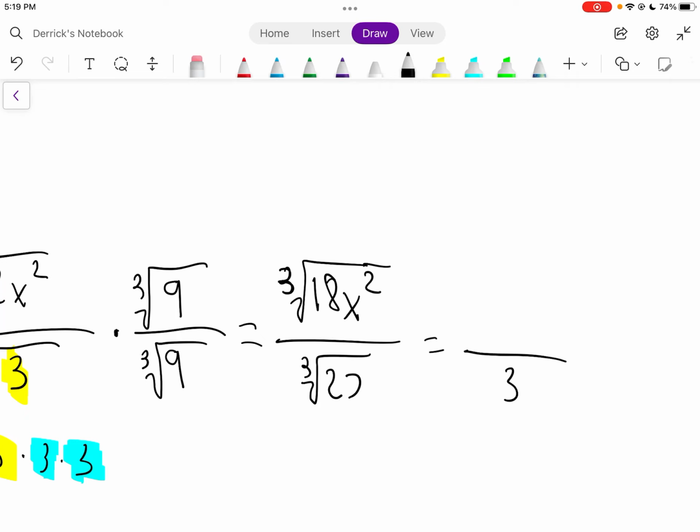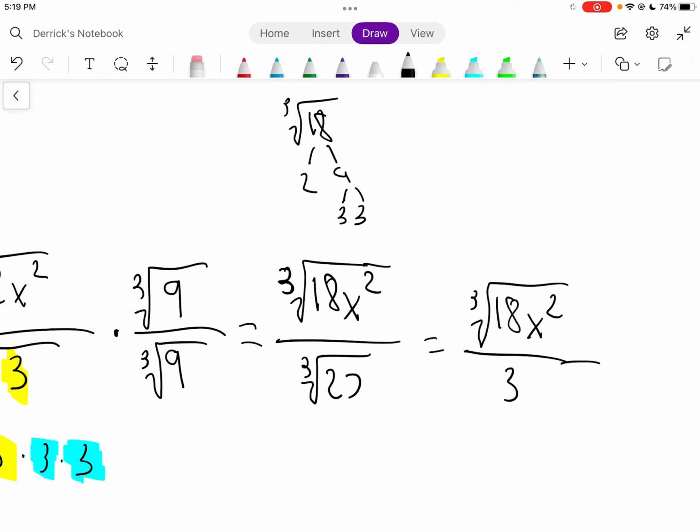You can do that with the factor tree, you can do it in your calculator, but it comes out nicely either way. And so all that's left is to see if we can simplify that numerator radical, meaning I look at a factor tree of 18 and see if I can find any trios. Well, 18 breaks into 2 and 9, 9 breaks into 3 and 3. There are no trios here, so there's nothing that we can actually pull out because it's a third root, which means it just gets to stay as the third root of 18x squared.